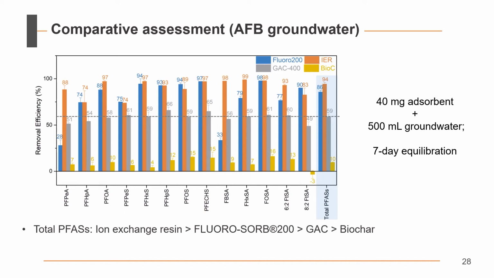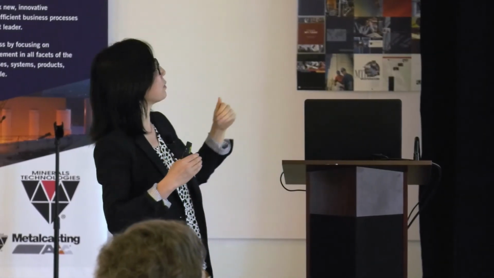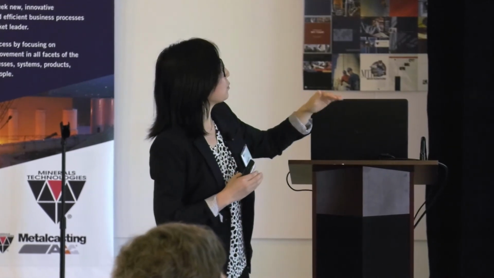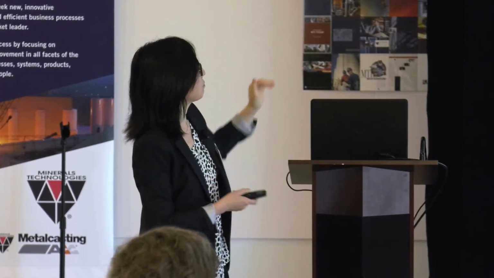And for GAC, somehow, if you look at the gray bars in the middle, this GAC performed very similarly for each PFAS, more or less 50 to 60%. I don't know why it was like that. So we want to look at the bars above the gray line.